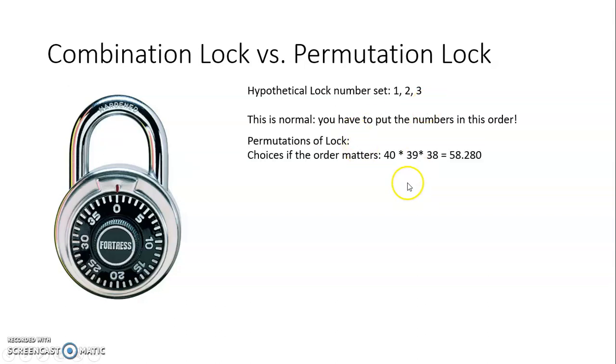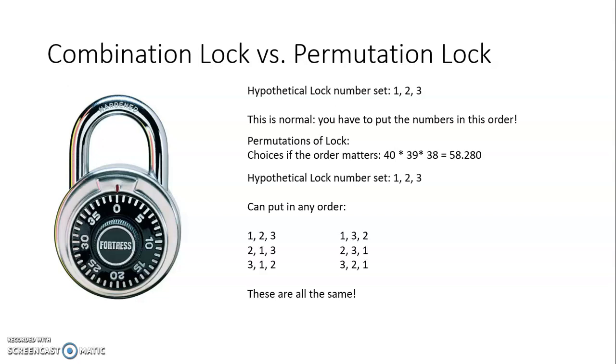Just for simplicity, we'll exclude that as a possibility. So for the permutations of our lock, let's assume there are 40 choices on the first one. So here we chose 1, then 39 choices, because we've already picked one of them. The second choice, let's say we just picked 2, and then we have 38 remaining choices because we've already picked 2. Let's just say we picked 3. So there are 58,280 permutations of that lock. Actually, the proper word here is permutations, numbers that we could pick in a particular order that would work.